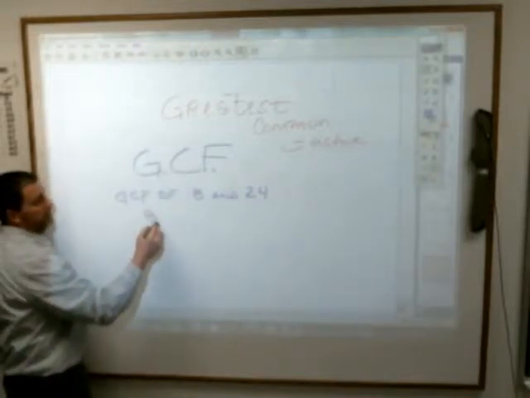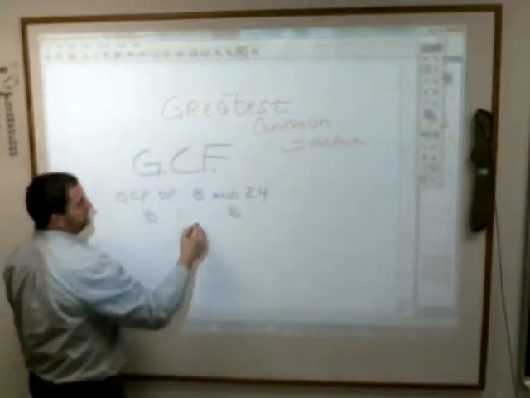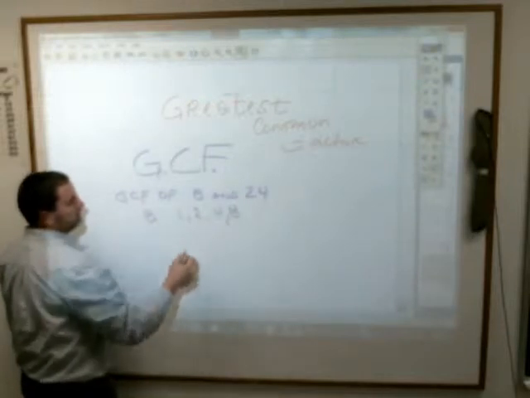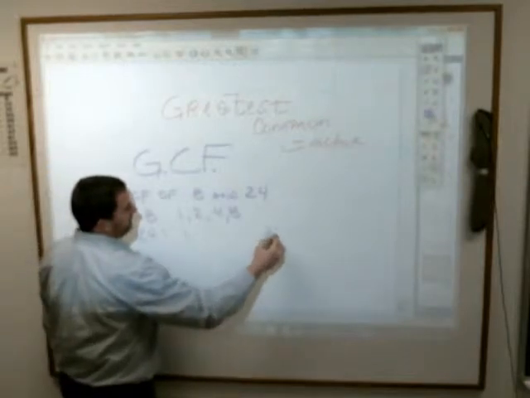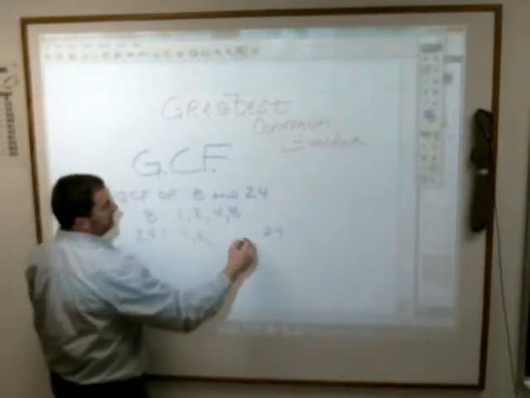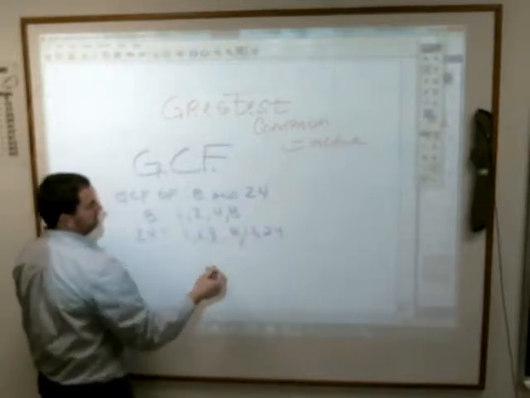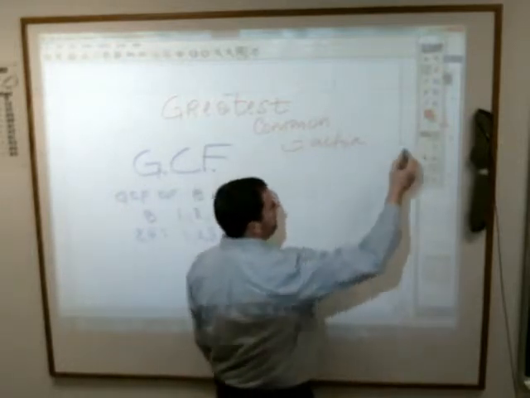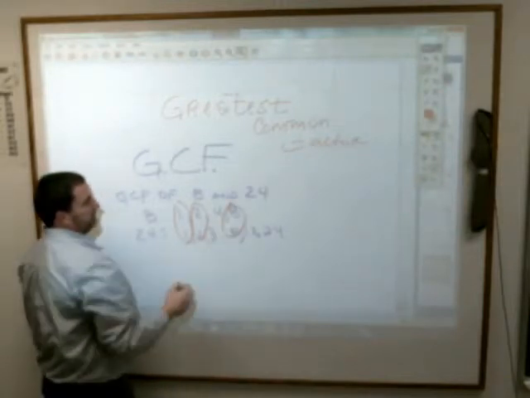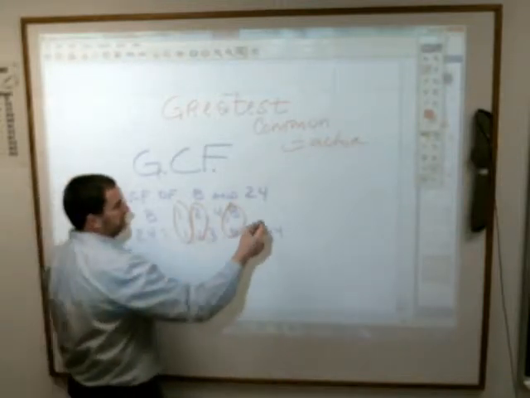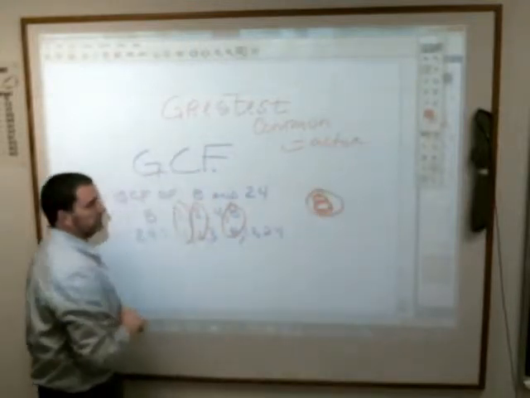You would list all the factors of 8. The factors of 8 were 1 and 8, 2 and 4. And you'd list all the factors of 24, which were 1 and 24, 2 and 12, 3 and 8. And then you would look at all the ones they have in common. Well, they have a 1 in common, they have a 2 in common, they have an 8 in common, and the biggest one they have in common is the 8. That's when life was simple.